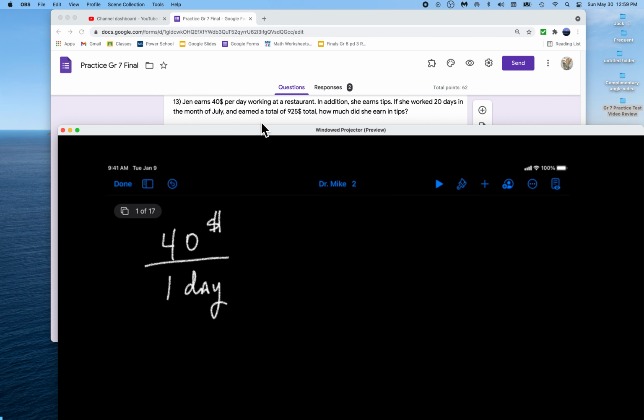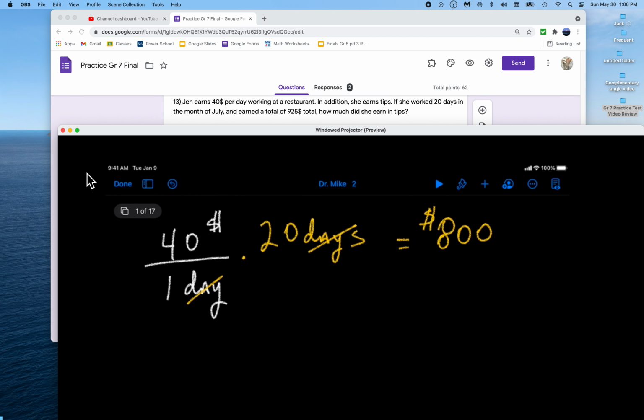Now notice, I don't write the name Jen down here because there's only one person. All right, if there was Jen and Matthew, then I would write his name as well. Okay, in addition, she earns tips. If she worked 20 days in the month of July, okay, so here we go, $40 a day times 20 days. The days cancel out. And we have $800 that she's earned just by working and getting $40 per day.